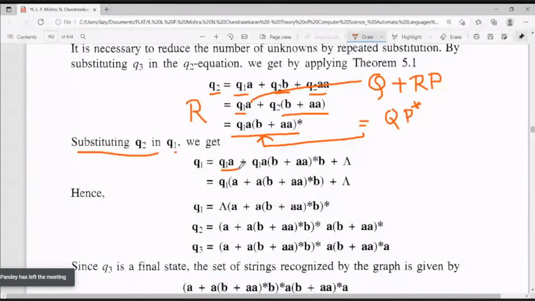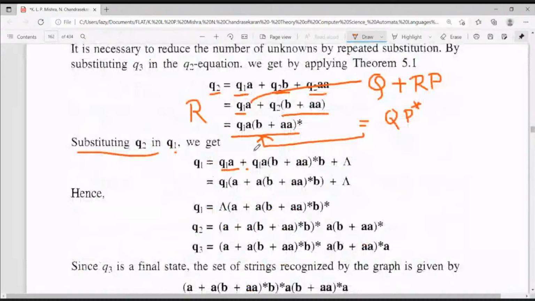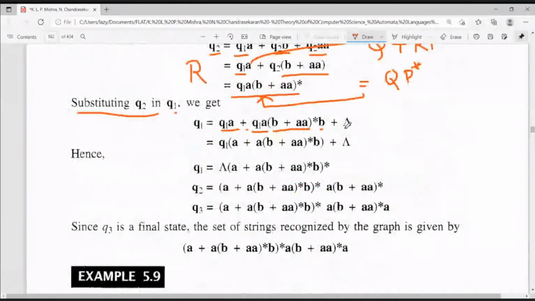So q1 is equal to q1a plus, and now instead of q2 you'll write this q1a b plus a whole asterisk b, that is part of the equation, plus asterisk, also part of the equation. Again, you can take q1 common and simplify things. You will get a plus a, b plus a whole asterisk b plus asterisk. So this is your q1 in terms of q1. Okay, so q1 can be further written like this.